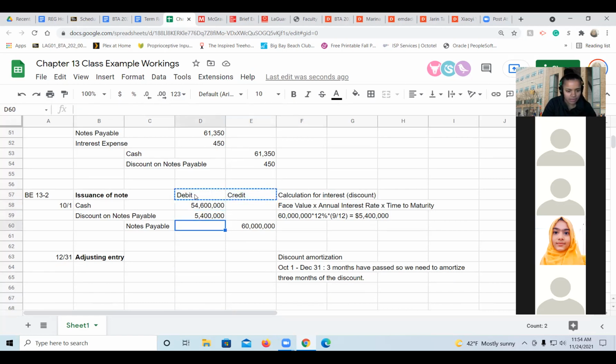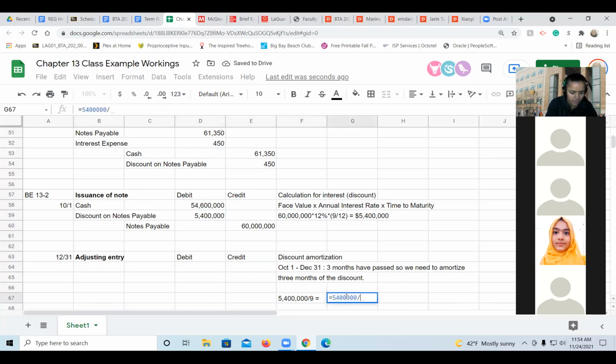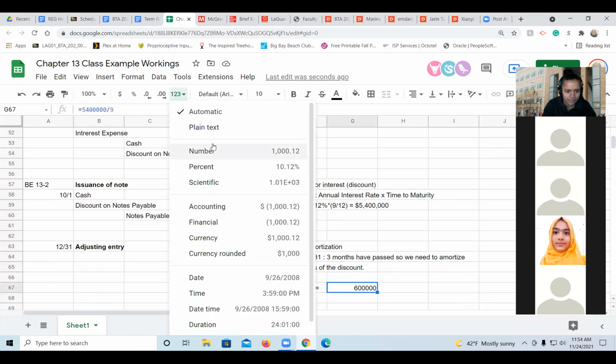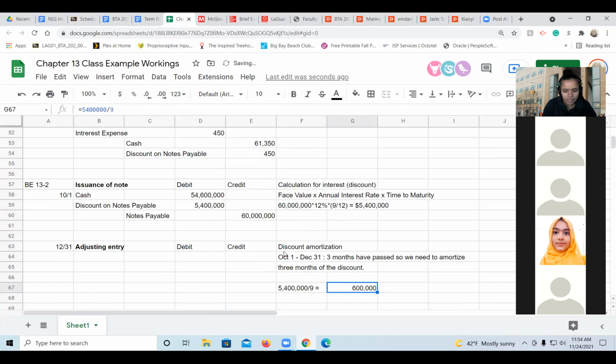And we're recognizing 3 months, right, of that. So 5,400,000 divided by 9. I don't know what that math is. Sorry, my brain is not fast enough. 5,400,000 over 9. So 600. Let me check this math. 600,000. Yep. Okay. Per month is the amortization.